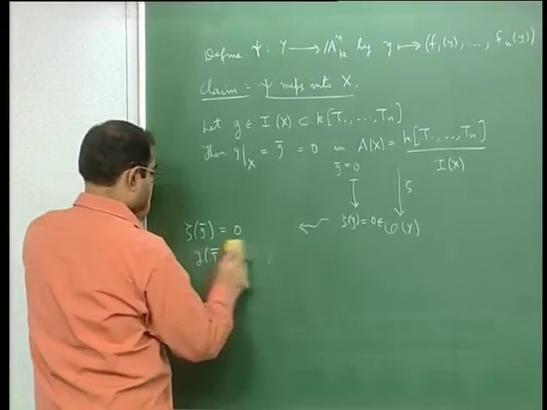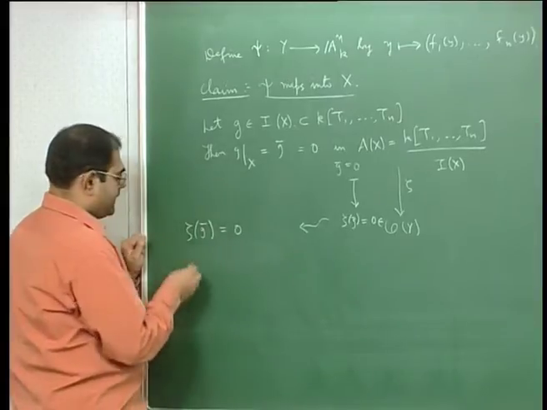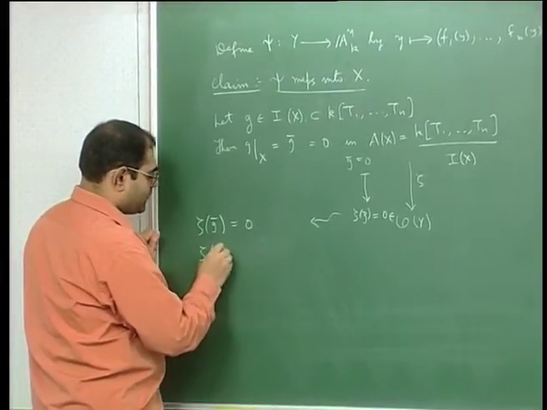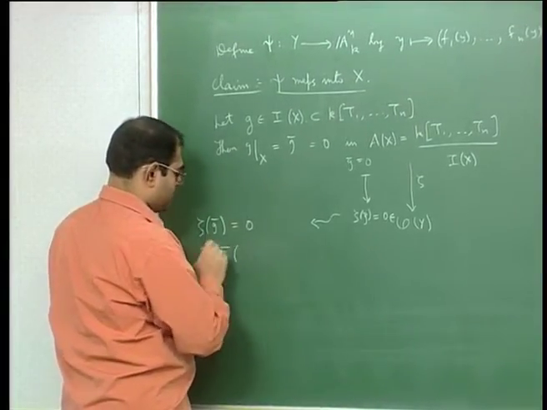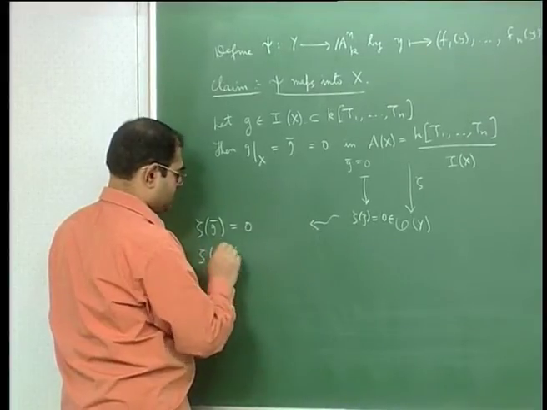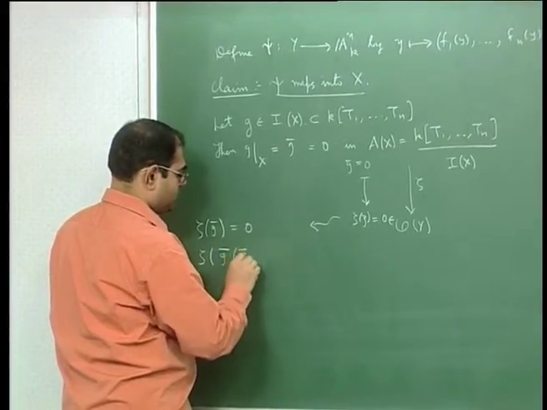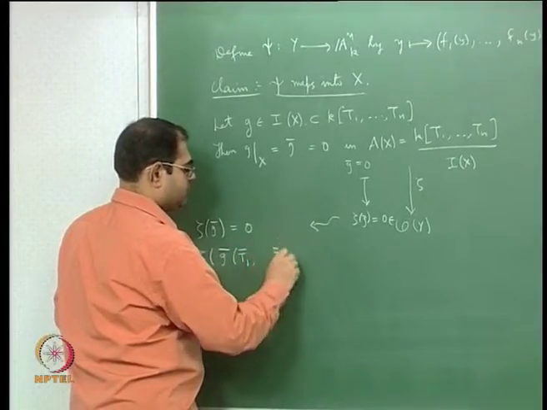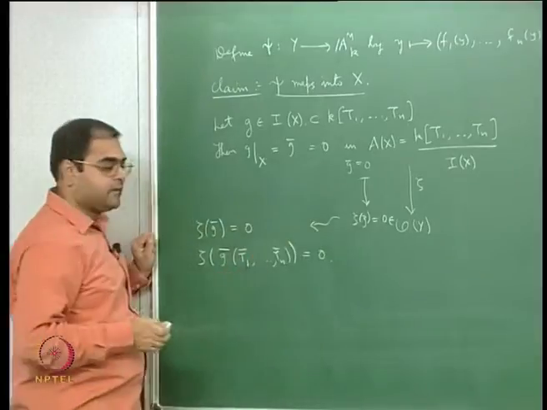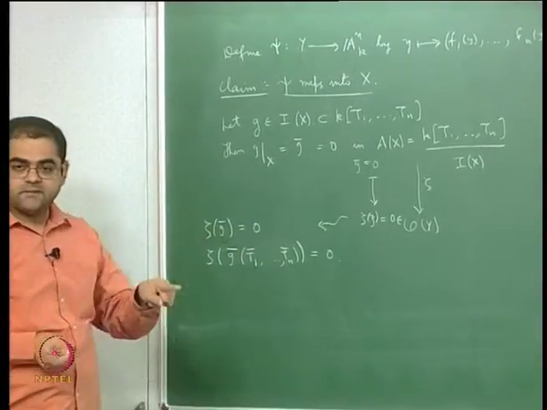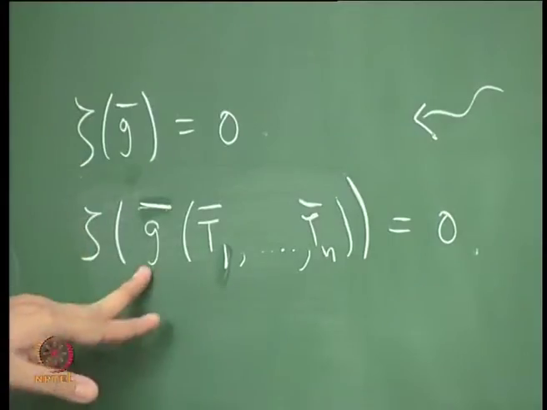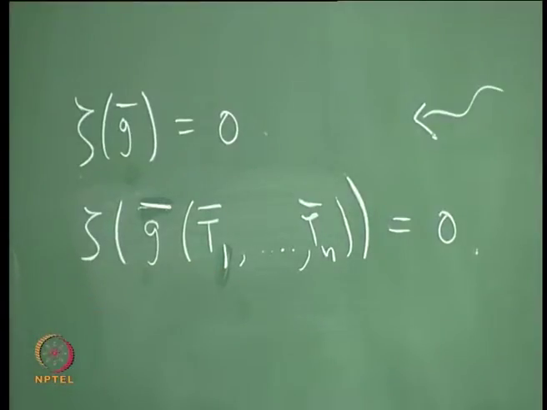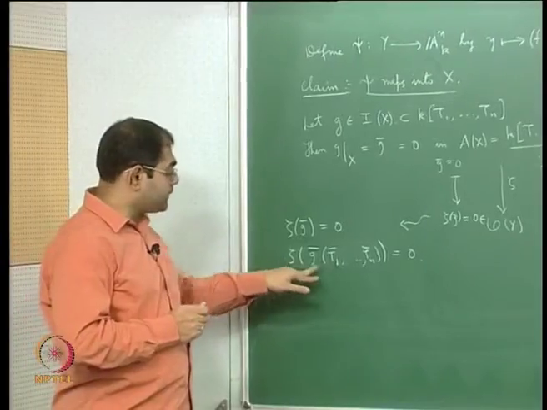So I will have to say something. Let me write that again. Zeta of G bar of T1 bar through Tn bar is 0. Mind you, G is a polynomial in the T's, G bar is a polynomial in the T bars, and zeta is supposed to take this to 0. But what does zeta do to the T bars?